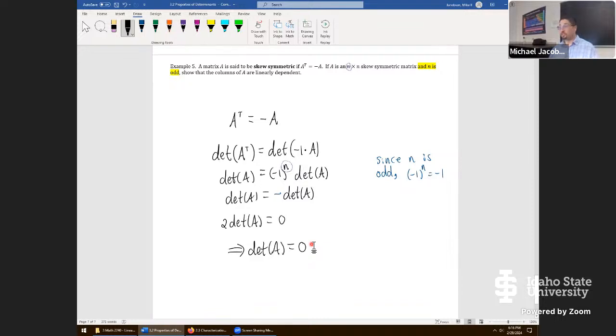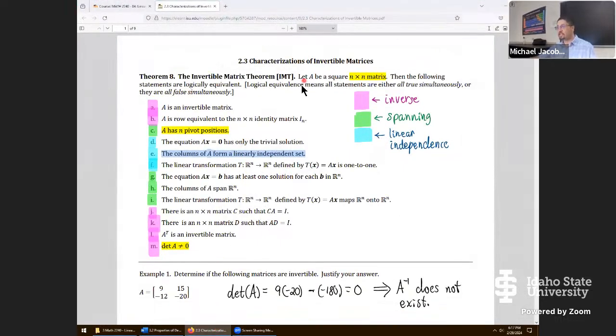Well, we just showed that the determinant of A is 0. What are we wanting to show? This right here. So we can now just make a really fast conclusion. Because of this, this shows A inverse does not exist.